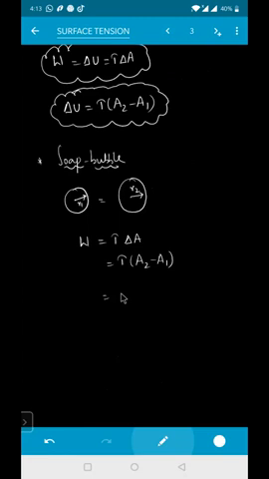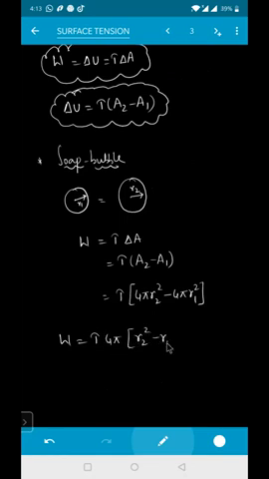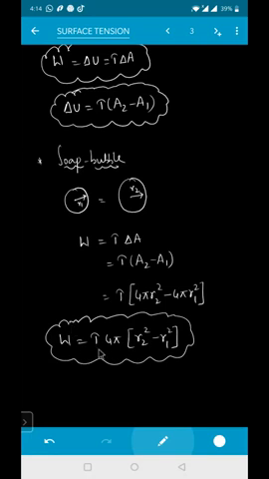So this will become T into 4 pi into R2 square minus 4 pi into R1 square. Can I write like this? So work done will be equal to T into 4 pi, which becomes common. This will become R2 square minus R1 square. So this will be the work. W is equal to T into 4 pi into R2 square minus R1 square. Isn't it?